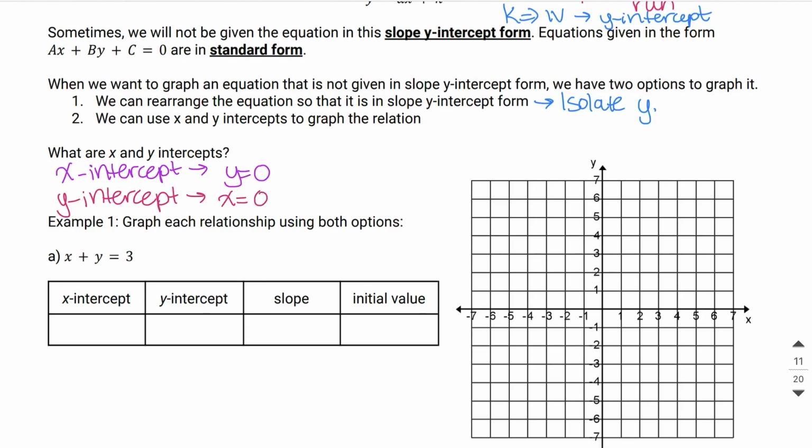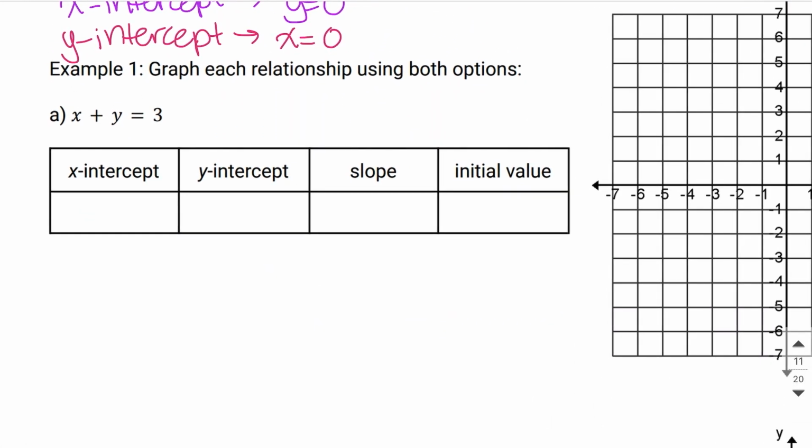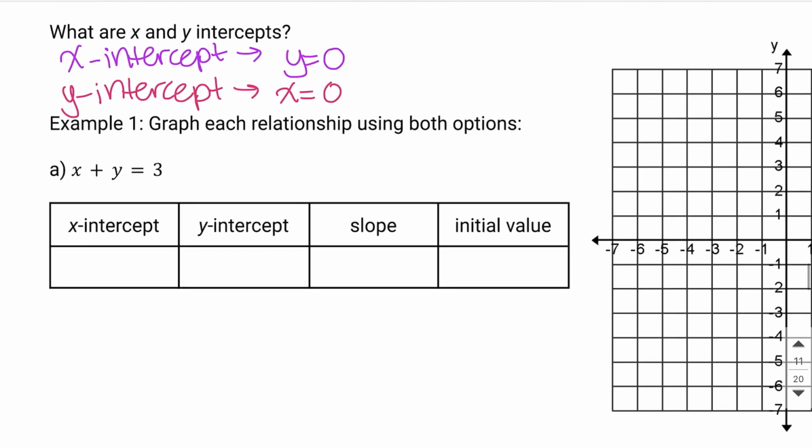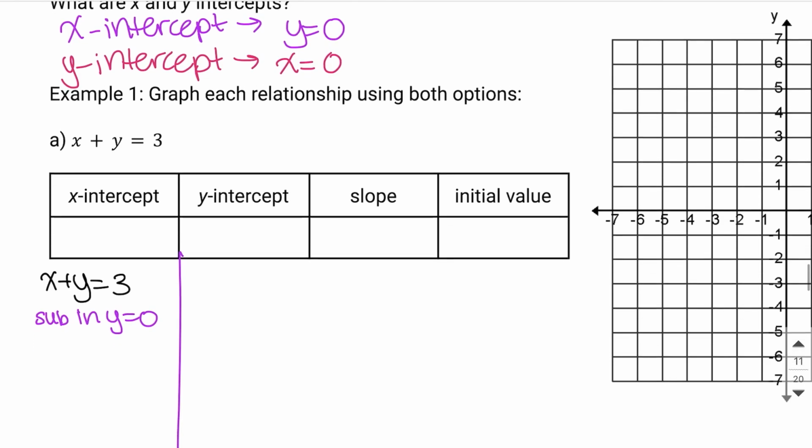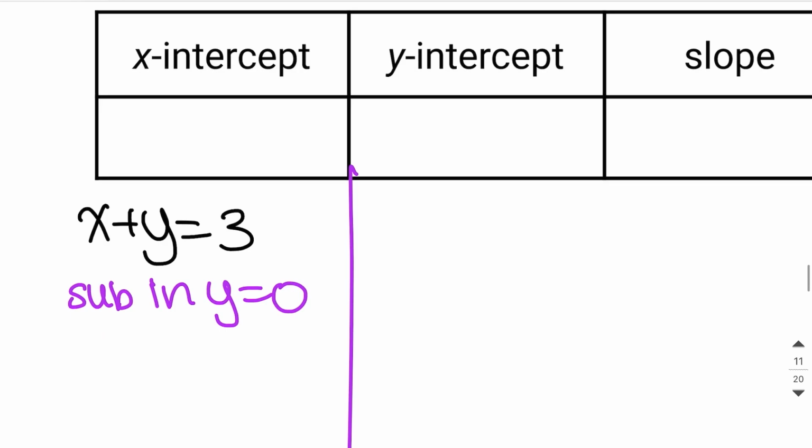All right, so let's use that information to graph out our line. So it says graph each relation using both options. So for starters, let's find our x-intercept. So if our x-intercept happens when y equals 0, what I would do is I would copy down my equation, x plus y equals 3, and then I would sub in y equals 0, because by subbing in y equals 0, I can now actually figure out what my x-intercept is.